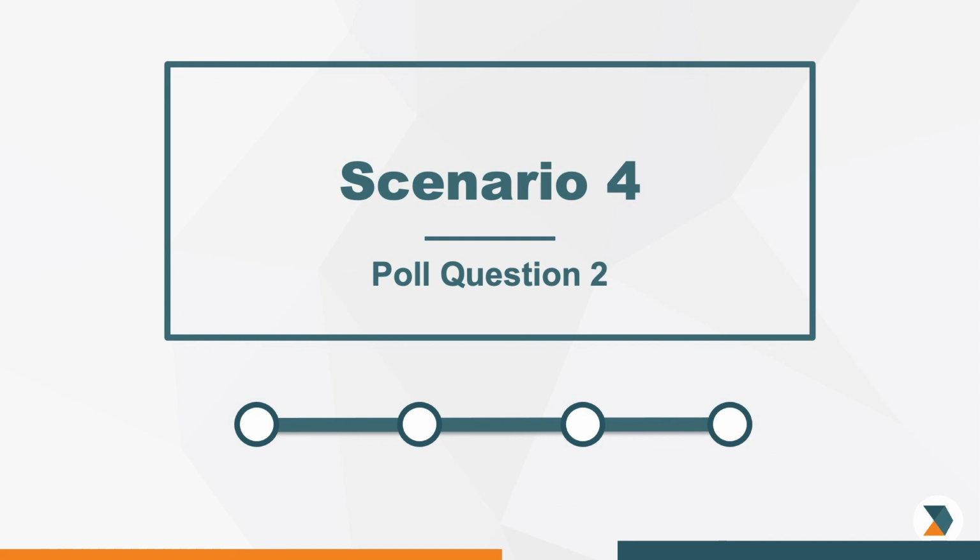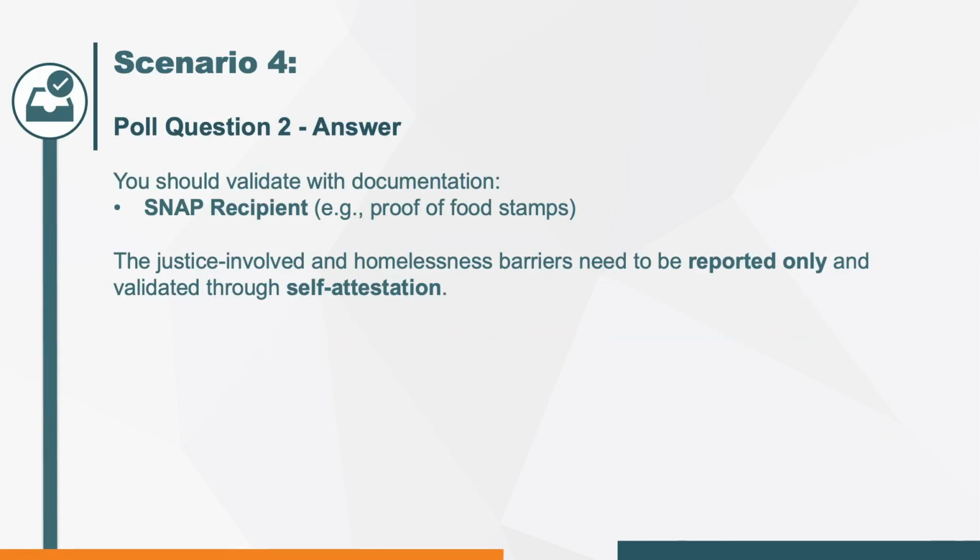What barriers do I have to validate with supporting documentation? The correct answer was SNAP recipient. I can understand choosing homeless and SNAP recipient, but the correct answer is the SNAP recipient. You should validate with documentation for SNAP recipient with items such as proof of food stamps, EBT card, SNAP letter, etc. The justice involved in homelessness barriers need to be reported only and validated through self-attestation.